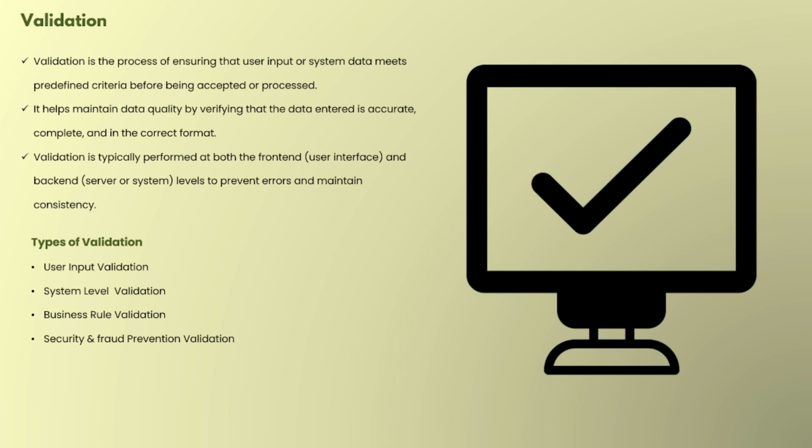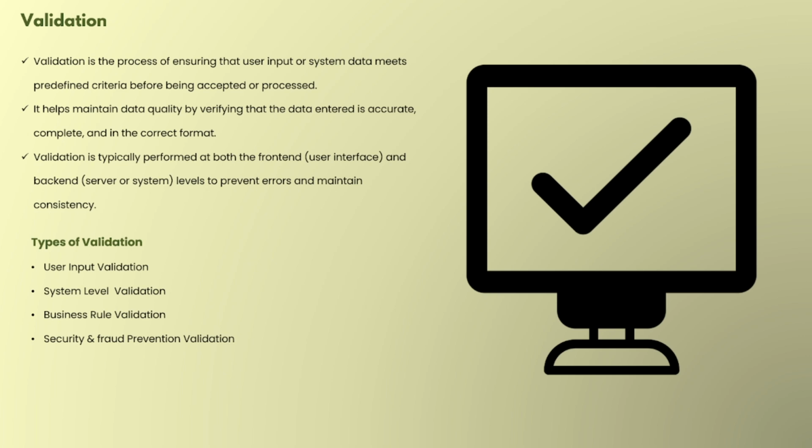It helps maintain data quality by verifying that the data entered is accurate, complete, and in the correct format. This keeps junk or wrong data out. It's like making sure a phone number has 10 digits, or the email looks like an actual email. It might check the domain, whatever it is checking. Validation is typically performed at both the front end user interface and the back end, by the server and system as well, so that it prevents errors and maintains consistency. The system double checks your input once right when you type it, and again behind the scenes, just to make sure nothing slips through the cracks.